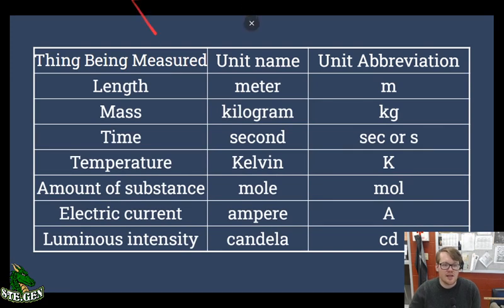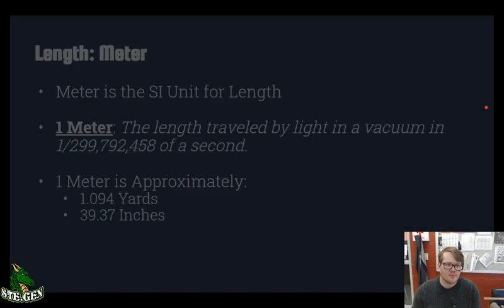So they are: length is measured by meters, mass by kilograms, time by seconds. Those people are usually feeling pretty good about, like we talked about. Temperatures are measured in kelvins, which is weird. It's not kevins, it's kelvins. Amount of substances are measured in moles. Electric current is measured in amperes. And luminous intensity or brightness is measured in candelas. So these are the 7 base SI units.